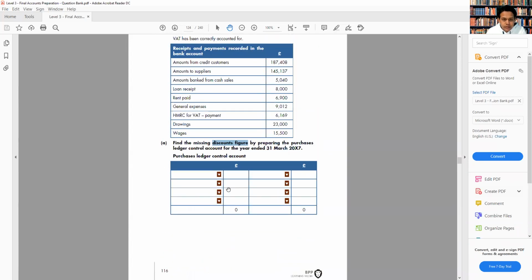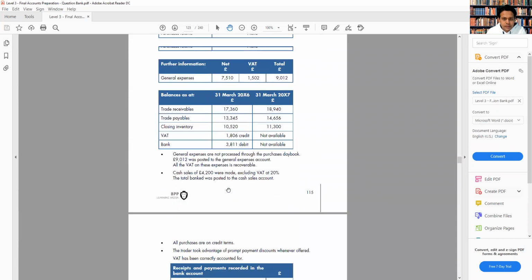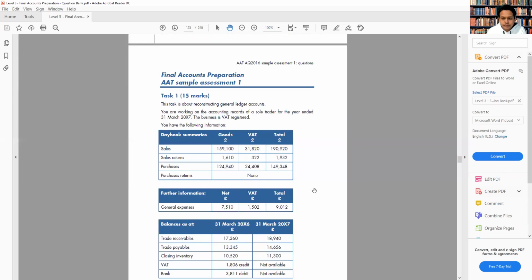All right, let's start from question number 1, that is purchase ledger control. We're going to do this answer in the right corner, because if we scroll down, we cannot see it. So better to do it on the side.